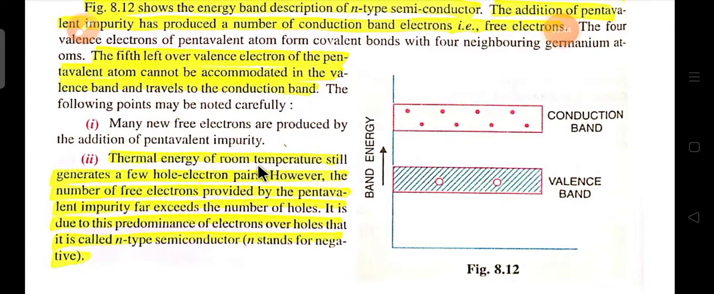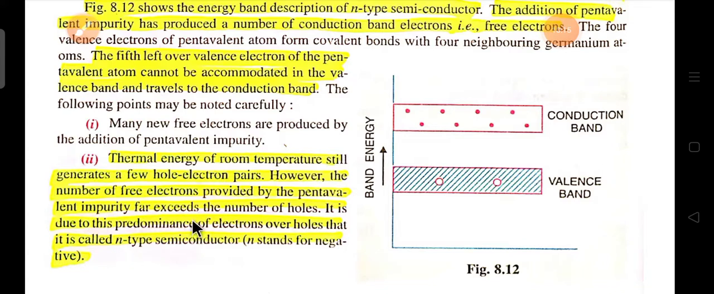Okay, the thermal energy of room temperature still generates a few hole-electron pairs. However, the number of free electrons provided by the pentavalent impurity far exceeds the number of holes. It is due to this predominance of the electron over hole that it is called n-type semiconductor.